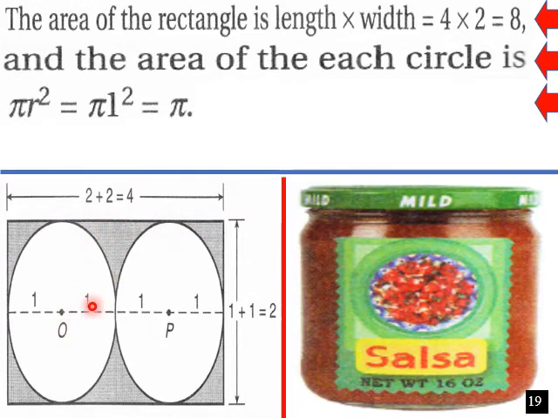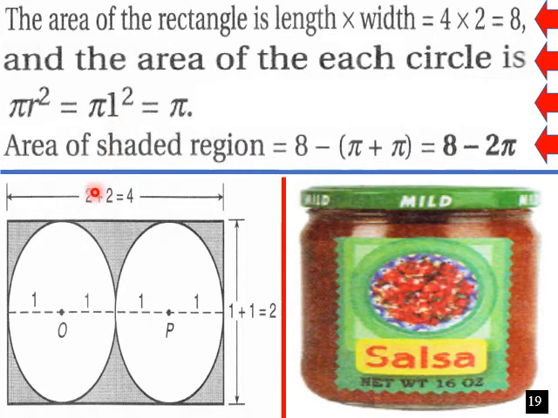Then we got two circles. So the L in this case would be 1. In this case here, R equals 1. Don't be thrown by this, this will be confusing. So the area of the shaded region would be 8.